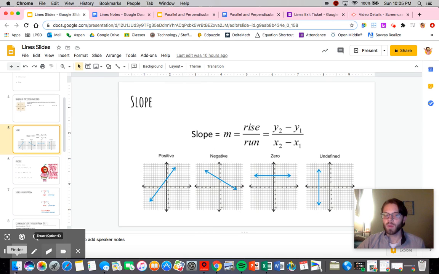Hi everyone, just wanted to take a moment to talk a little bit about slope. Slope is something that you would have covered last year, but I just want to do a quick little refresher to make sure you're all set.